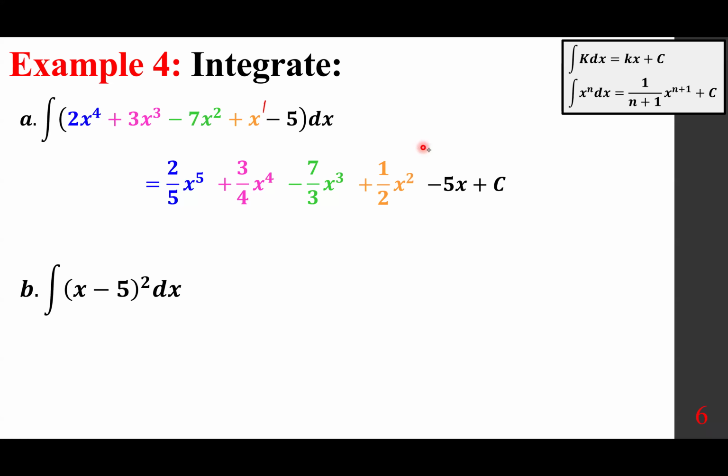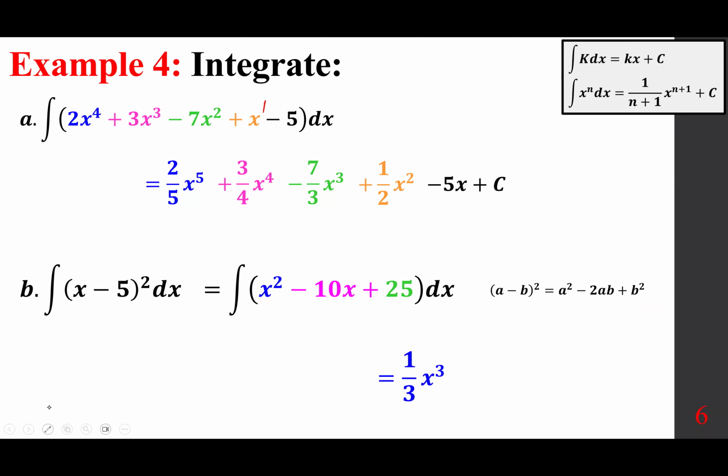To do this, first we are going to use a minus b squared equals a squared minus 2ab plus b squared. So this becomes x squared minus 10x plus 25. So this is 1/3 x cubed. This has exponent 1, so minus 10 over 1 plus 1, or minus 10 over 2, minus 5x squared plus 25x, and a constant.